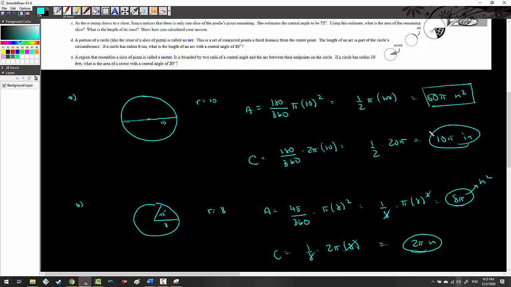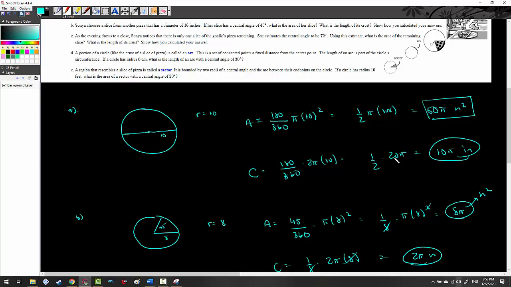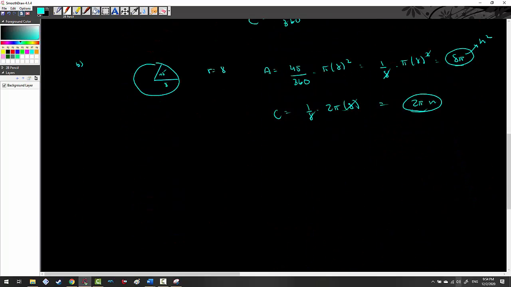Okay. So it says, as the evening draws to a close, we're on C, Sonia notices that there is only one slice of the goalie's pizza remaining. She estimates the central angle to be 72 degrees. Using this estimate, what is the area of the remaining slice? What is the length of the crust? Okay, this is old hat at this point.